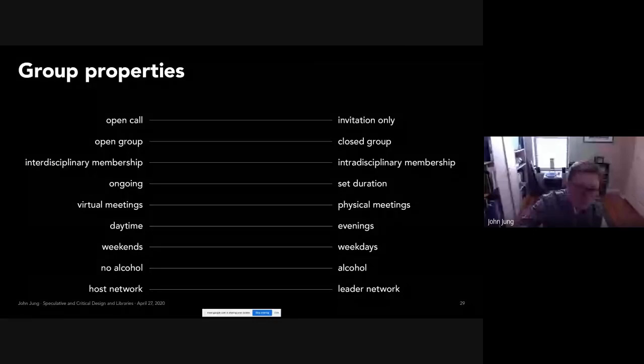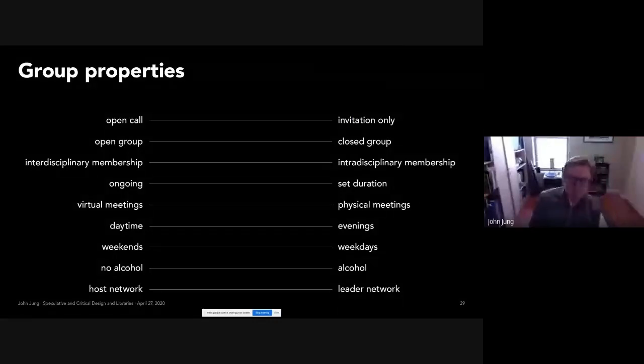So thinking about what our reading group was like, it had a few formal qualities that differentiate it from other groups. If you're thinking about starting a reading group of your own, this list of qualities might be helpful for you. So first of all, open call versus invitation. When we set this group up, we didn't specifically choose group members. Instead, membership was open to the public.